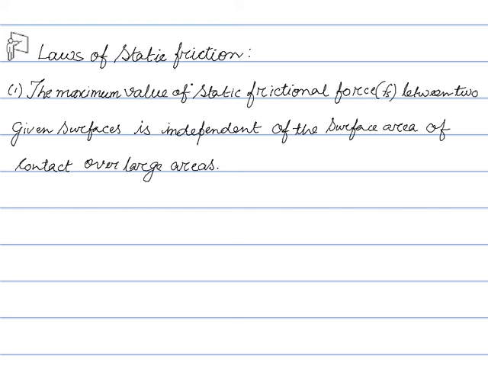Laws of static friction. The maximum value of static frictional force between two given surfaces is independent of the surface area of contact over large areas. So the first law states, suppose a block is kept here. This is the surface area of the block in contact with this table. Now if we increase the surface area of the same block, then also the maximum value of static frictional force will remain the same.